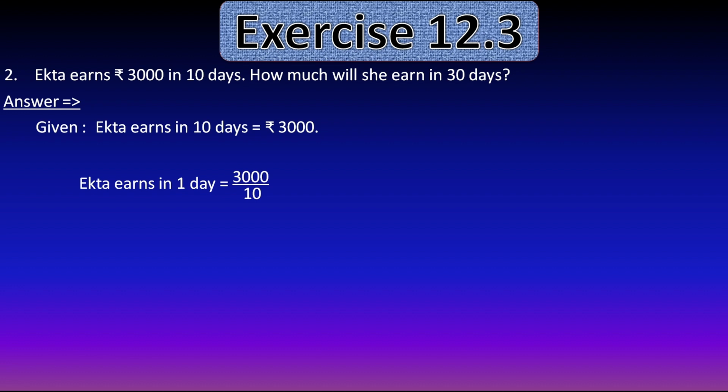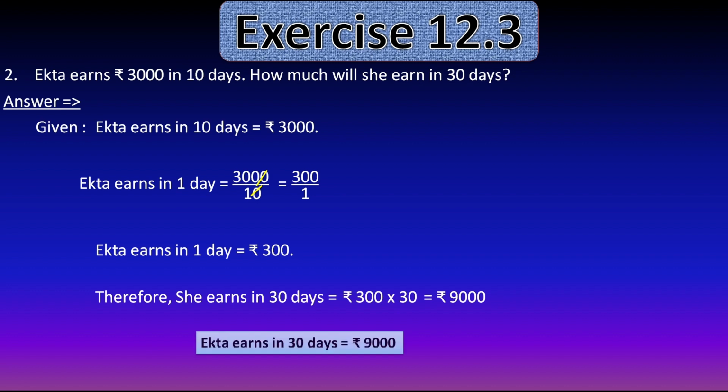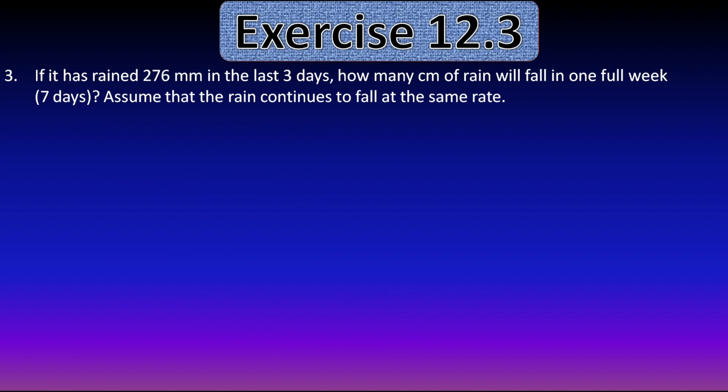So 0 got cut and we got the answer as 300, which is her earning for 1 day. Okay, now to find out how much she will earn in 30 days, we have to multiply this 300 with 30. So 300 into 30 gives us the answer as 9000, which is the answer for this question. That is, Ekta earns in 30 days rupees 9000. Okay. Now let's move to the next question, that is the third one.